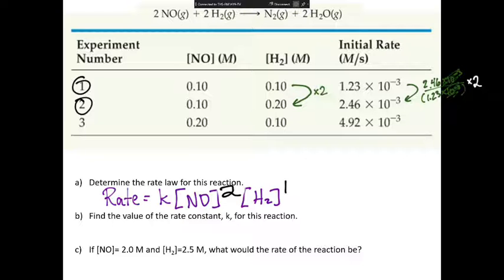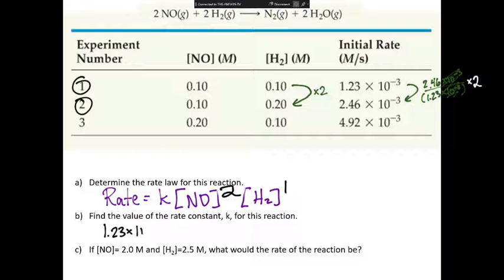So find the value of the rate constant. We're going to do the same thing we did before. So from this point on, it's very similar to what we did last time, except for the unit. The unit on the rate constant will change. So this time we're going to pick a reaction. I like reaction number 1. That's just what I go with.